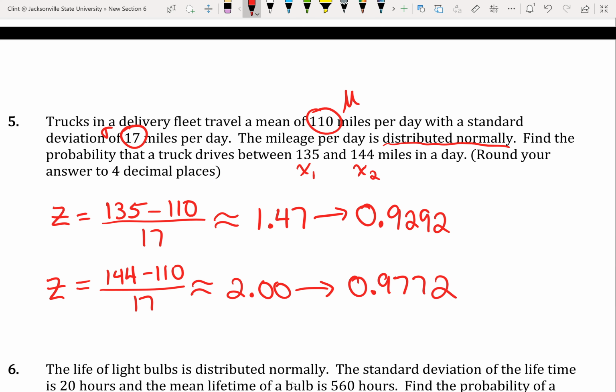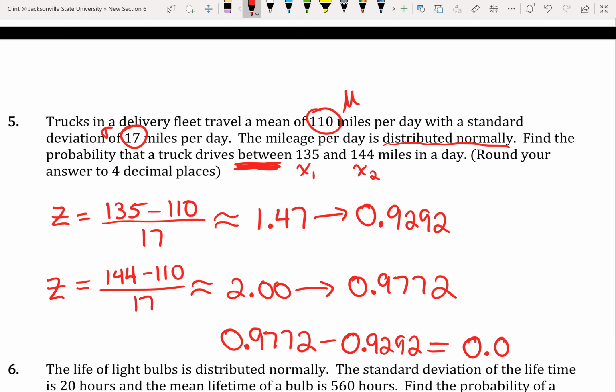So then we're going to subtract because it says area between. Put the bigger one first, so 0.9772 minus 0.9292. What do we get there? 0.9772 minus 0.9292. We get 0.048. And if you want to make it 4 decimal places, you could add a 0.